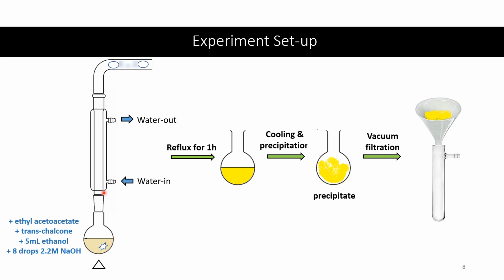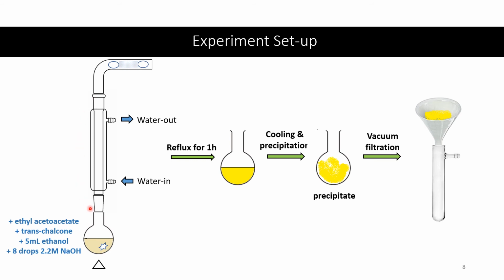Now let's look at the experimental setup for the experiment today. We will have a round bottom flask in which we will have all of our reagents added to it: ethyl acetate, trans-chalcone, ethanol, and concentrated sodium hydroxide solution. This round bottom flask with all the reagents will be connected to a condenser and also a drying tube.